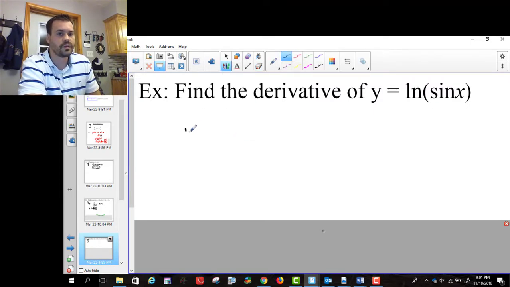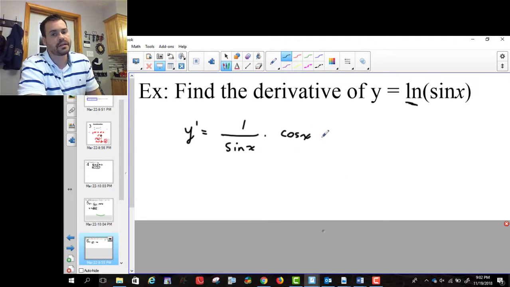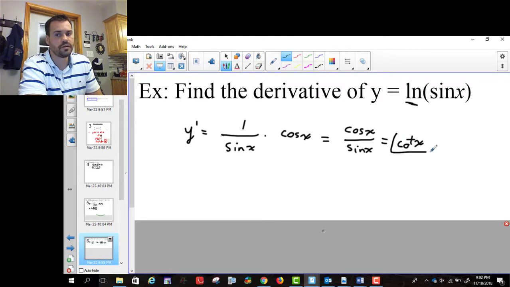Well, again, the derivative of ln first is 1 over whatever the argument is, and in this case it's sine x, so it's 1 over sine x, and then we're going to multiply that by the derivative of sine x, which is cosine x. And that actually simplifies to cosine x over sine x, and if you remember your trig identities, you know that that is actually cotangent x. So that is my simplified derivative.